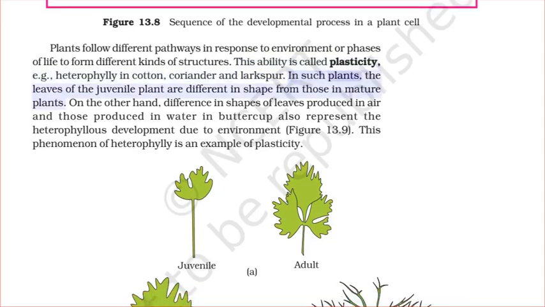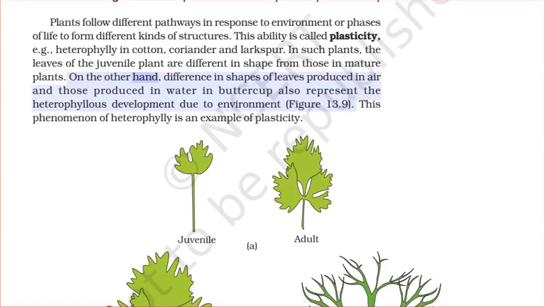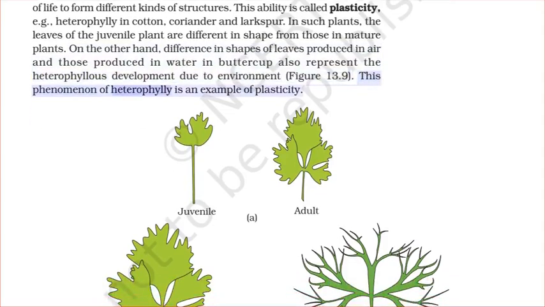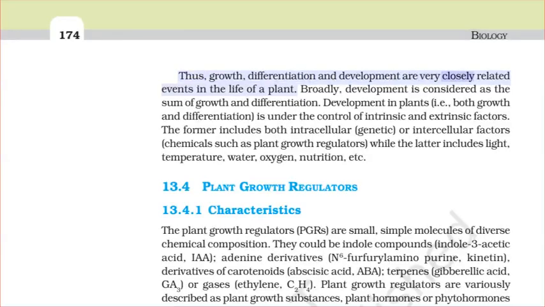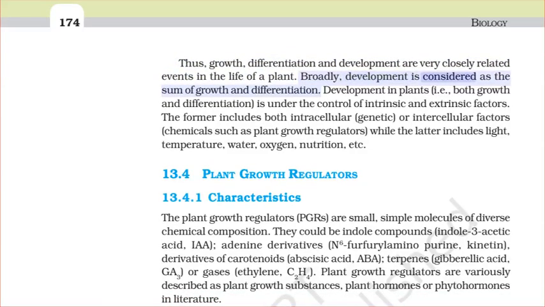In such plants, the leaves of the juvenile plant are different in shape from those in mature plants. On the other hand, difference in shapes of leaves produced in air and those produced in water in buttercup also represent the heterophyllous development due to environment. Figure. This phenomenon of heterophylly is an example of plasticity. Thus, growth, differentiation, and development are very closely related events in the life of a plant. Broadly, development is considered as the sum of growth and differentiation.